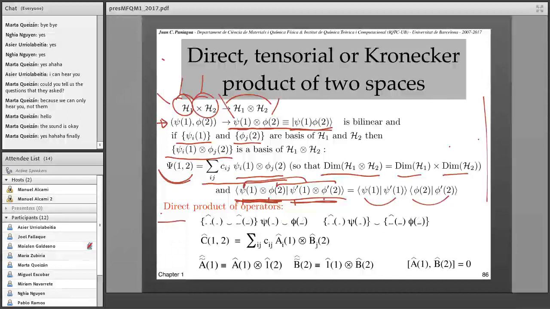We can also define direct products of operators. And the definition is very simple. If I have an operator acting on H1 and an operator acting on H2, then the direct product operator applied to a given product is defined that way. We take the first operator applied to the first vector, direct product with the second operator applied to the second vector.